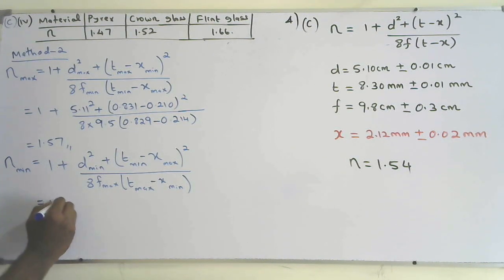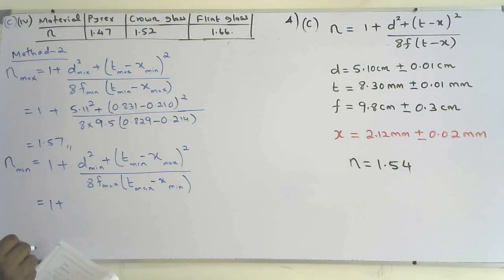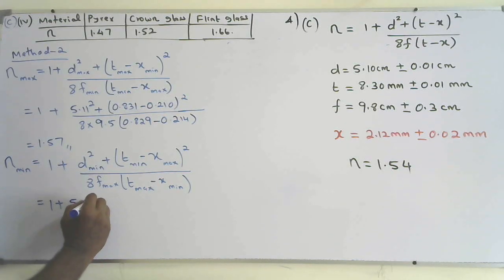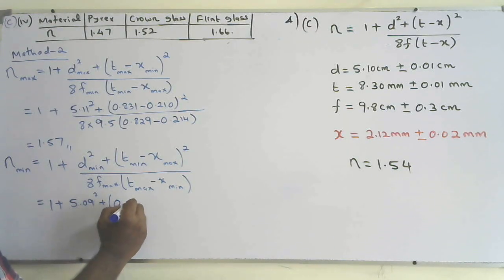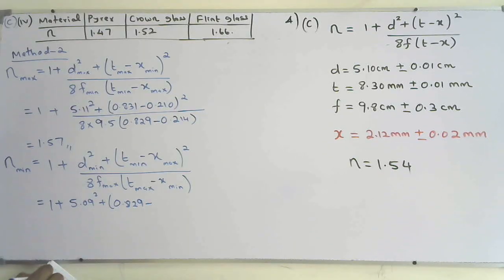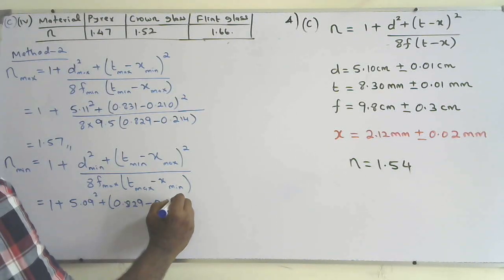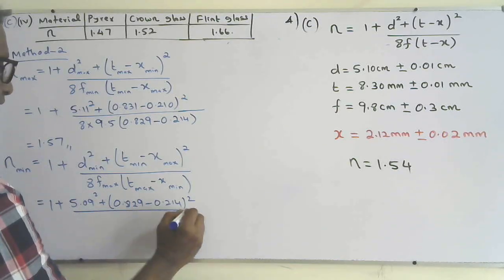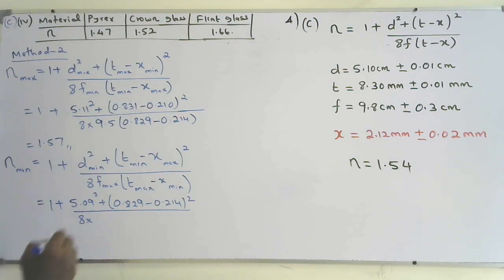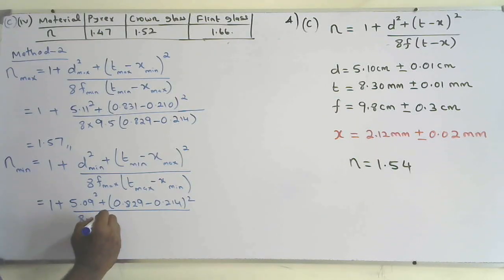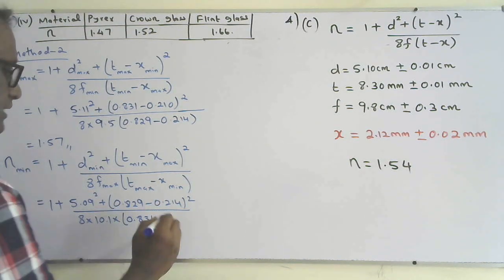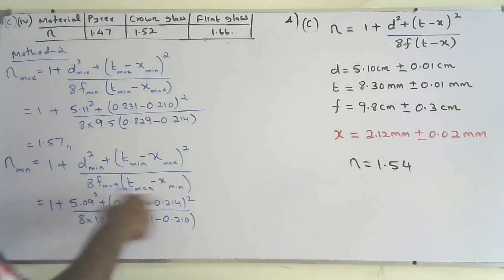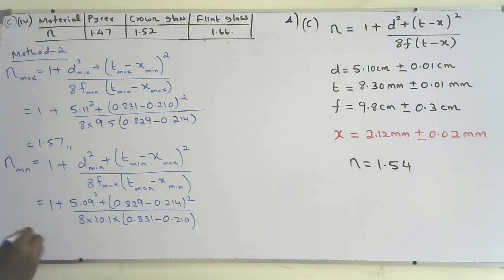Okay, substitute: 1 plus 5.09 squared plus 0.829 minus 0.214, all this squared, divided by 8 times 10.1 into 0.831 minus 0.210. Carefully check it. Yeah. So you will get the minimum value.